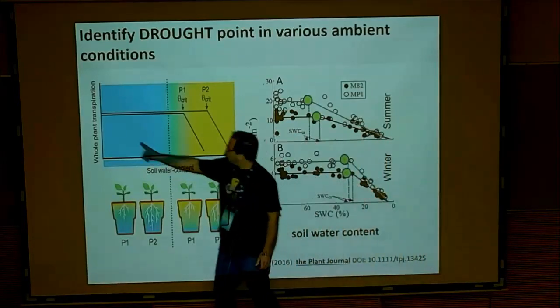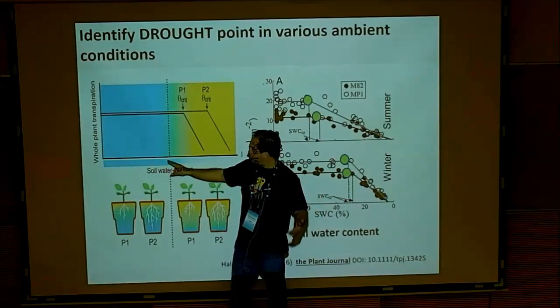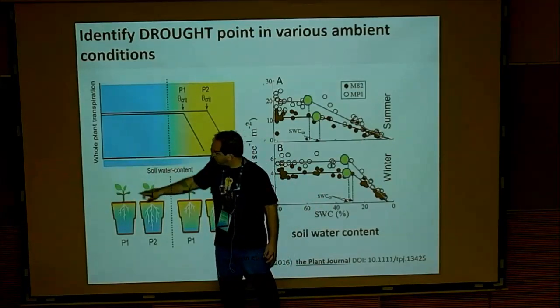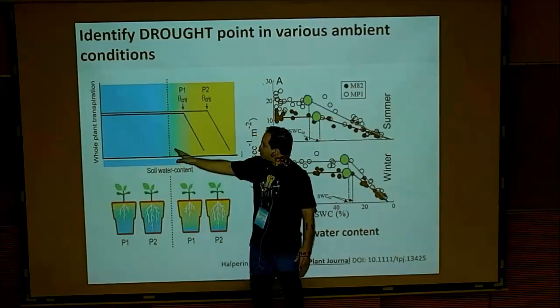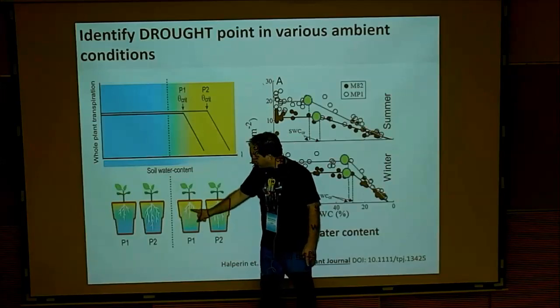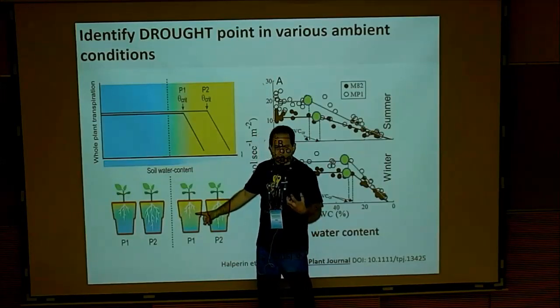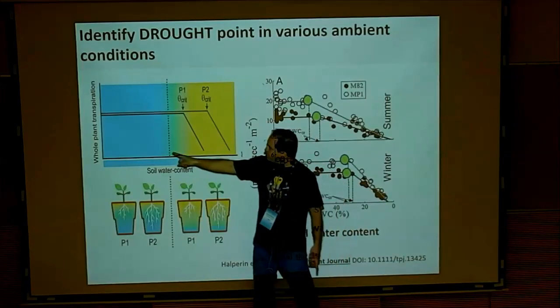Now, look at this graph here. When water is in good conditions, you are not going to see any difference in the transpiration, or only slight difference. Now, as soon as you start the drought, this plant here is going to have a shortage much faster than this plant. So you're going to get a reduction in transpiration much faster.